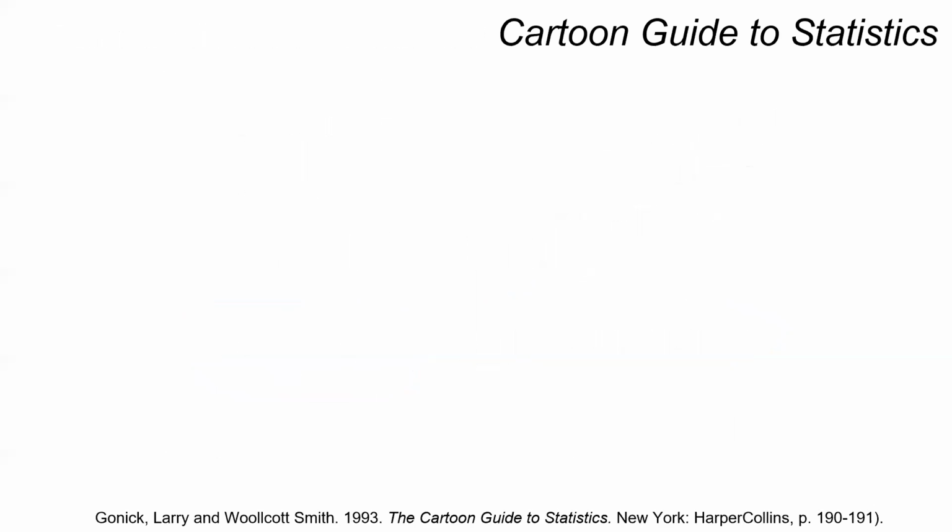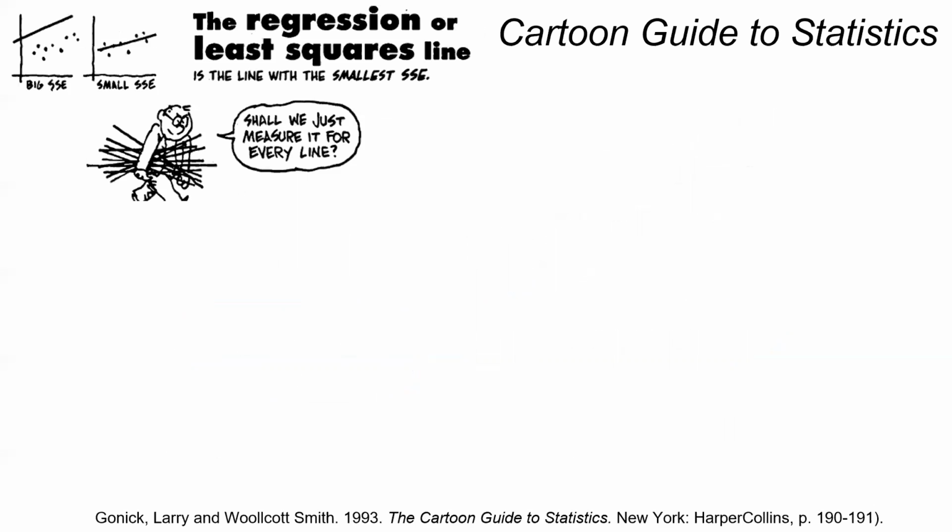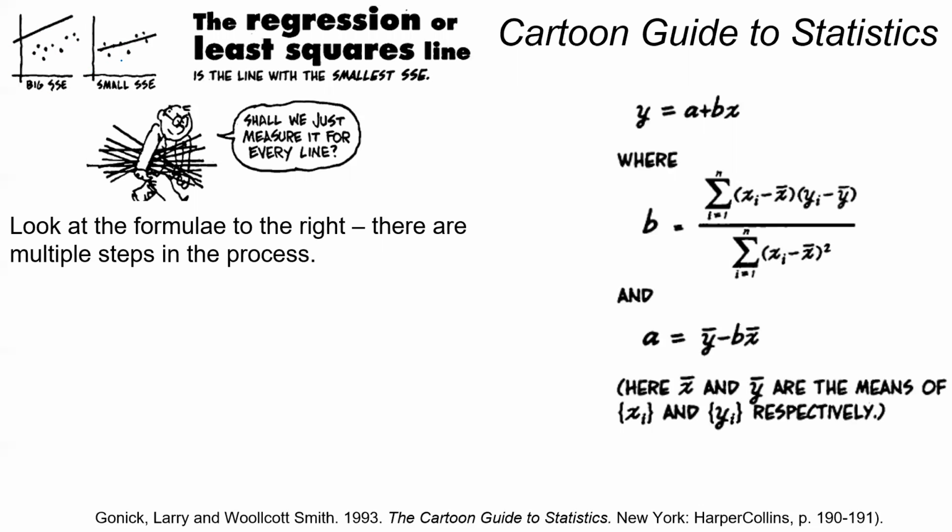Okay, so in the cartoon guide to statistics, we've got to figure out which is the best line. If we look at these two lines up here in the corner, this one has a large deviation, right? These points on the graph are very far away from this mean line. This one has smaller deviations around that line. So we're trying to find the best line, right? So look at the formula on the right. There are a lot of steps in this process, and we're going to work through each one of them.